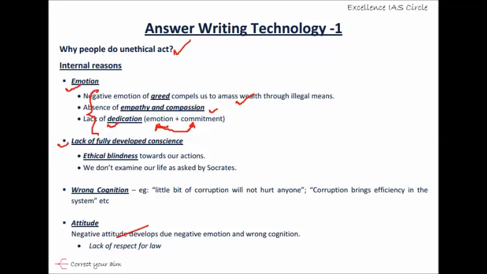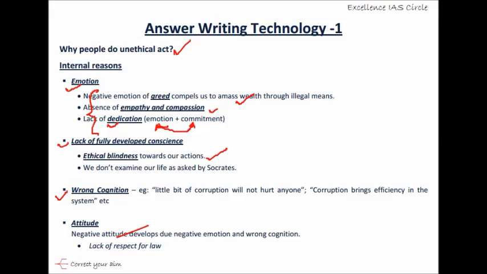The other important determinant of human behavior is conscience. Conscience basically is our inner voice. It's the internal guide, the inner compass that guides human behavior. And once we don't have a fully awakened or fully developed conscience, then we become ethically blind towards our actions. So we might be doing something wrong, but we are not doing an ethical analysis of it because we don't have the conscience to do it. So you might be seeing children working as child labor, but you will not raise caution because you don't have the conscience.